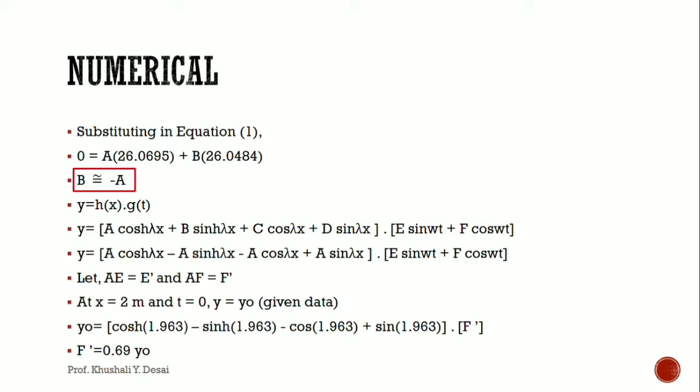Now from the above equation, E sin omega t is vanished because t is given as 0. So we are left with A into F cos omega t, and again cos omega t is 1 because t is 0, and A into F is nothing but F dash. So substituting these values, we'll have F dash is equal to 0.69 y0.